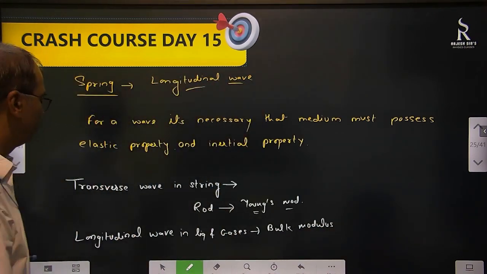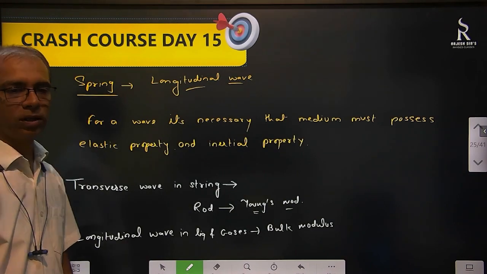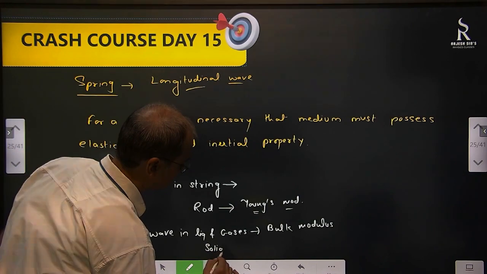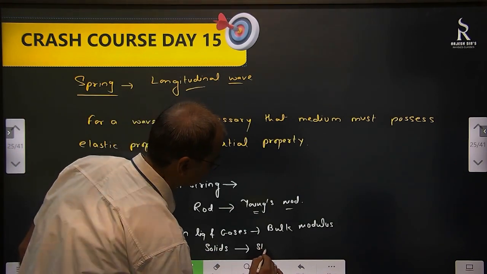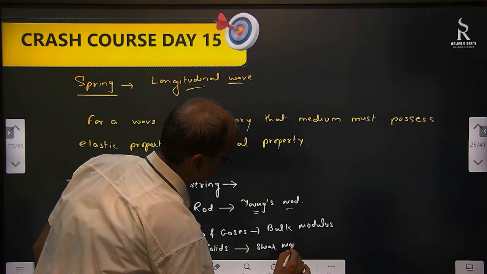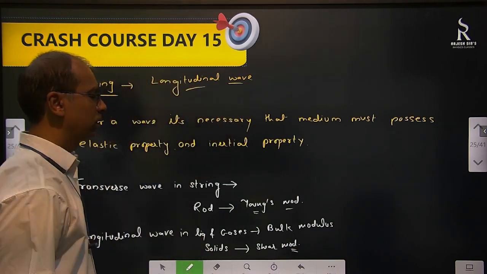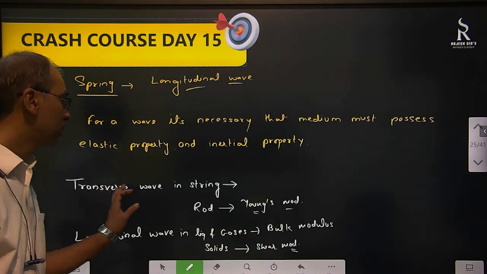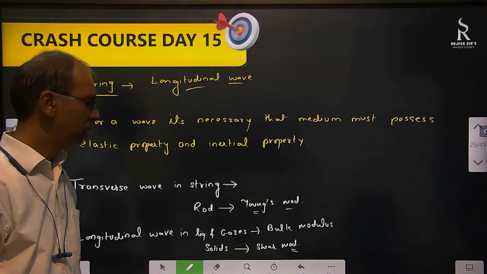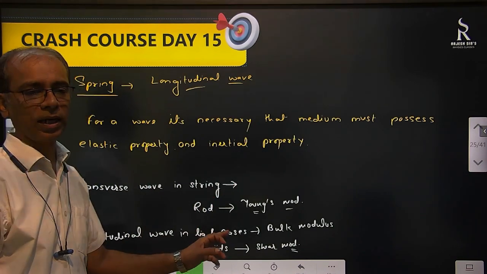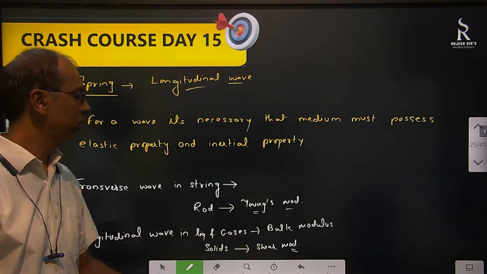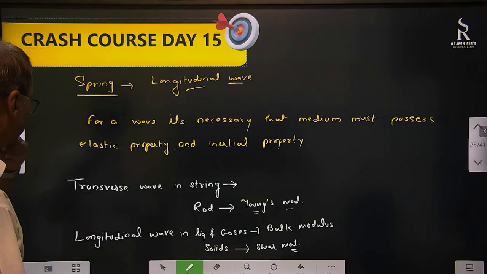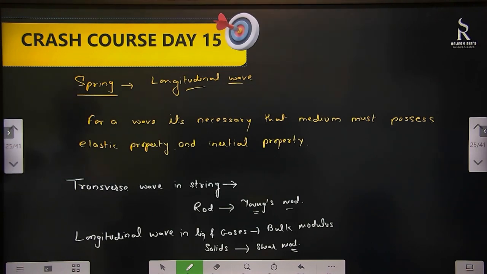But is it possible to produce longitudinal waves in solids also? Yes, why not? You can produce them in solids, then shear modulus is involved. So this is how all three moduli of elasticity are involved in waves. Transverse wave, Young's modulus; longitudinal wave in liquids and gases, that is in fluids, bulk modulus; in solids, shear modulus.